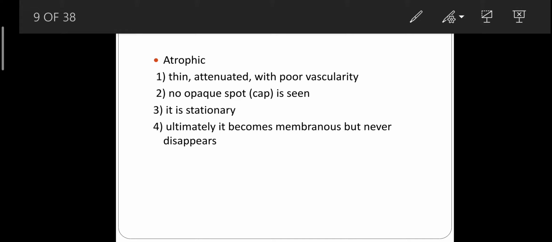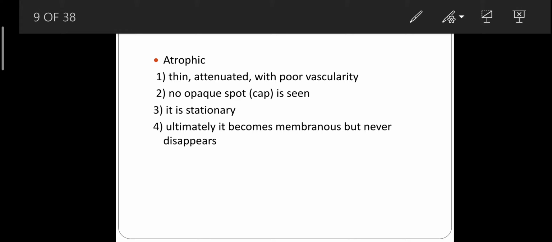So the next is atrophic pterygium. How do you differentiate atrophic pterygium from progressive pterygium? One is by the history. It's usually stationary, it doesn't progress. Then coming to the examination, the pterygium will be very thin, without much vascularity, very poor vascularity, and it will be attenuated. And you won't see any cap or Stocker's line. It's stationary, like I told you, and ultimately it becomes a thin membrane.